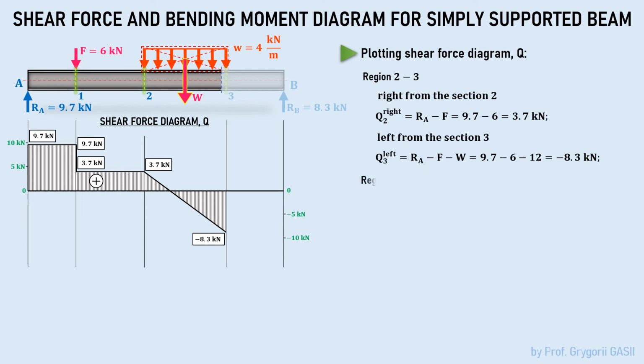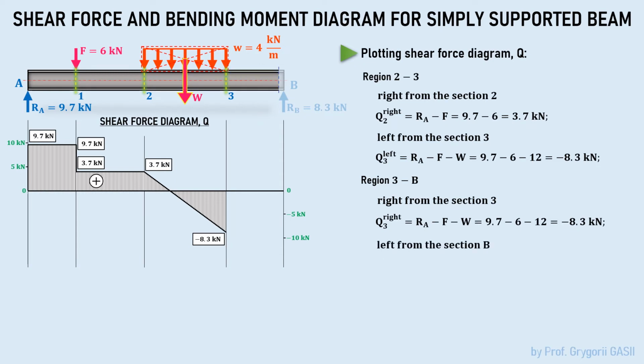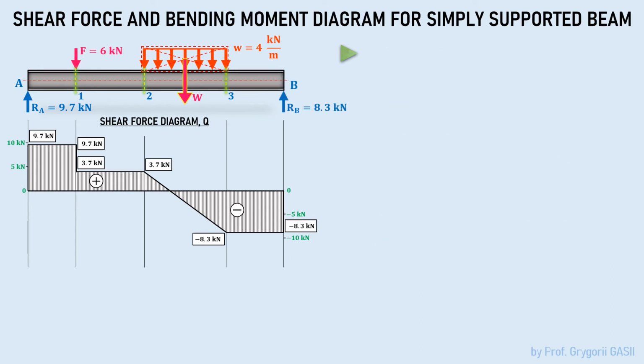Consider region 3B. Since there are no more external loads in the region between section 3 and point B, the shear force in section 3 on the right and at point B is minus 8.3 kilonewtons. Well, we have plotted the shear force diagram. Now let's start plotting the bending moment diagram.